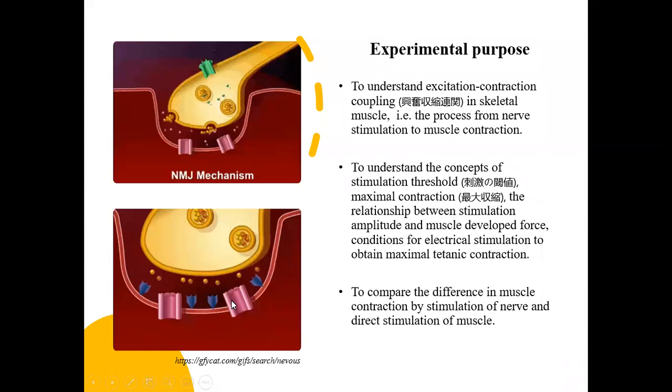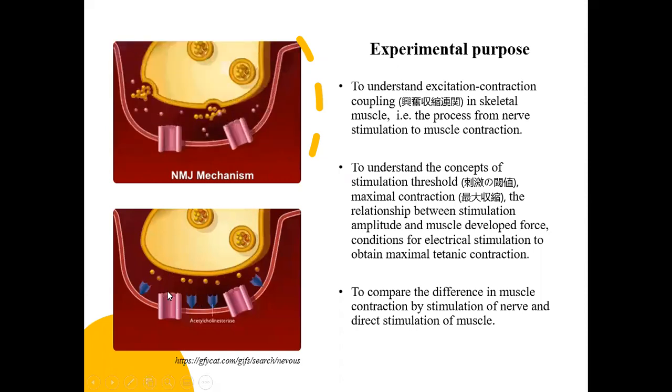After muscle contraction, the released acetylcholine will be hydrolyzed by acetylcholinesterase into acetate and choline. Choline will be reuptaken by the neuron for production of acetylcholine again.